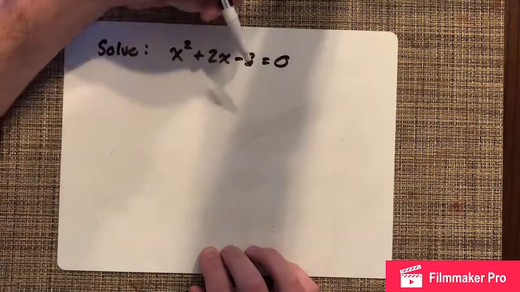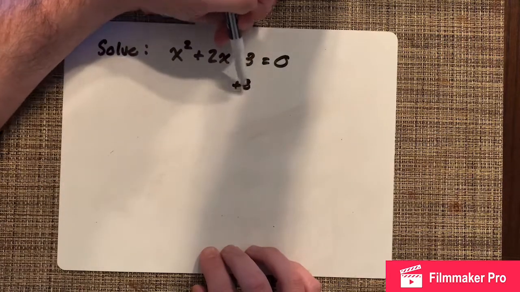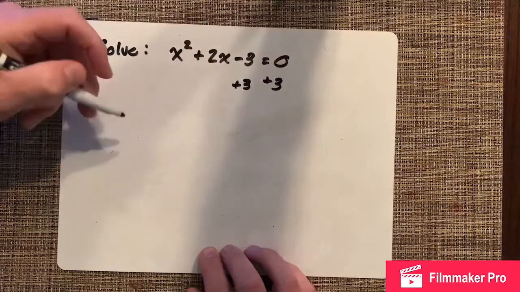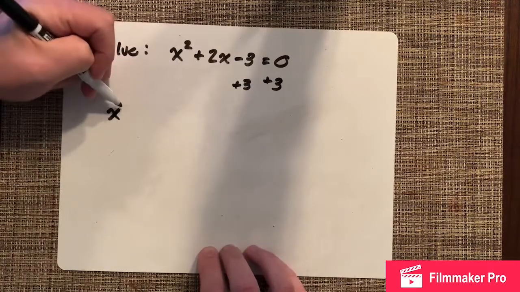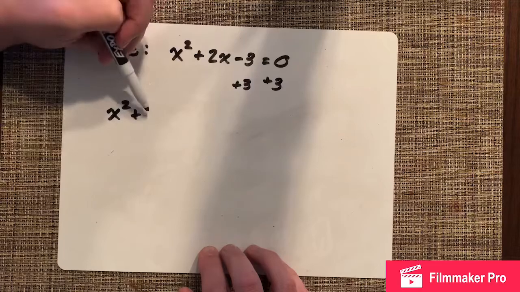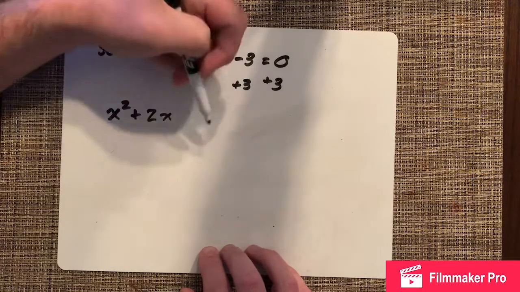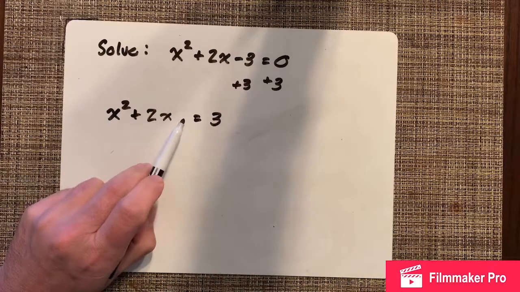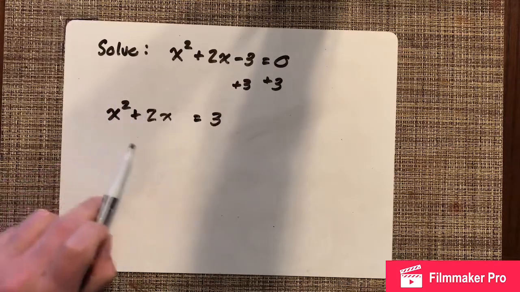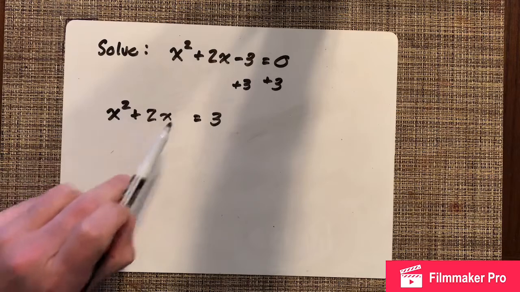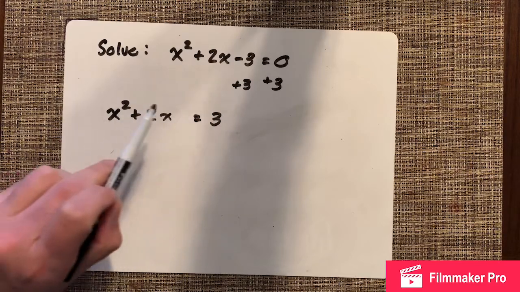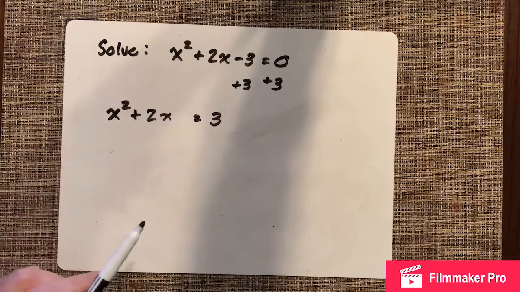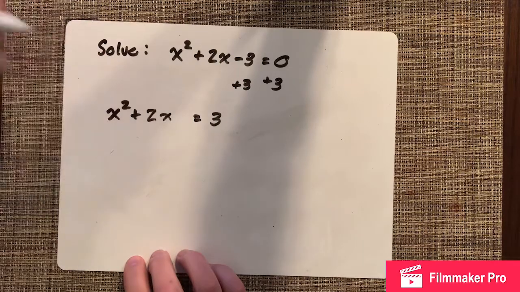So I would encourage you first to add 3 to both sides. So the problem we're looking at now is x squared plus 2x equals 3. And notice I left a little space right there after the 2x because this is what I want to complete the square on. I want to find that value of k to put right here to make this a perfect square. All right, so what value would that be?